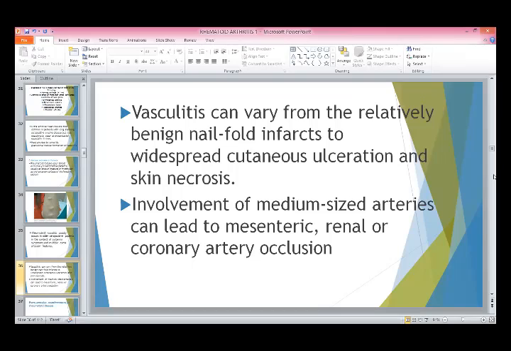So if you see a young patient with CVA, one should rule out SLE and rheumatoid arthritis or other connective tissue disorders. And that is because of the involvement of the cerebral vessels due to vasculitis.